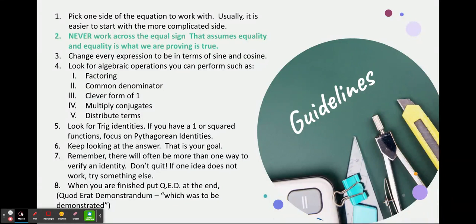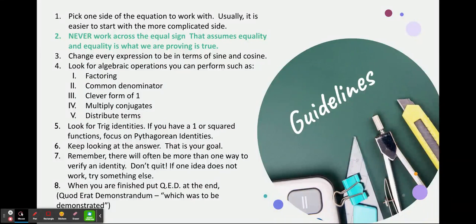So, step 1, pick one side of the equation to work with. Usually it is easier to start with the more complicated side. 2, never work across the equal sign. This assumes equality, and equality is what you're trying to prove. So you cannot add a number to both sides. You cannot multiply a value to both sides. You can't square both sides. Those types of behaviors assume that the two sides are equal. We're trying to show they're equal. So we're going to choose one side and work on it alone.